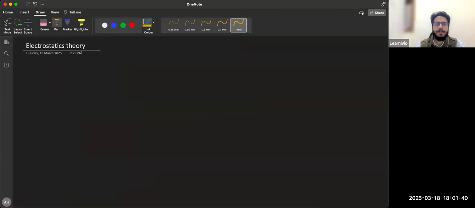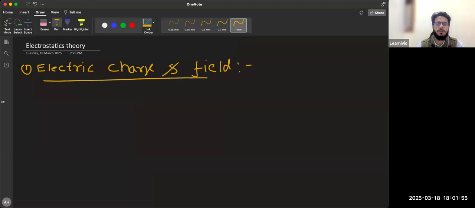So in electrostatics, there are two chapters. One is electric charge and field. Another one is electric potential and capacitance. We'll start with electric charges. I'm not writing the basic definition of charge, what is charge, what is charging. We'll start with the methods of charging.